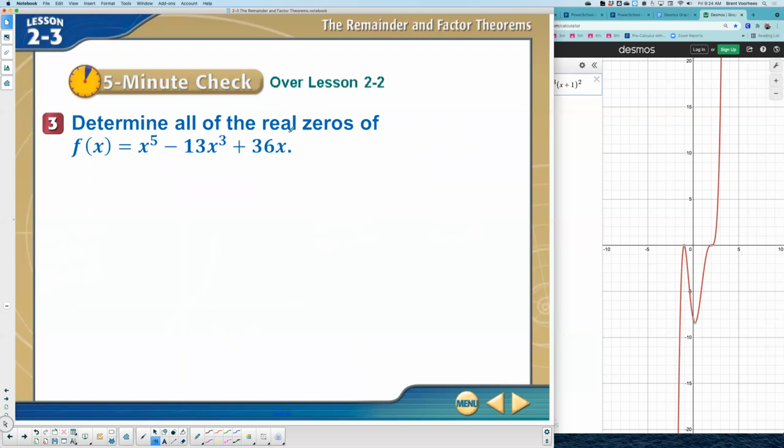If you ever have to find real zeros, the way to do that is to factor. And if you want to use Desmos, someone in here, please graph it just to check. Just graph it so we can check our answers in a moment.